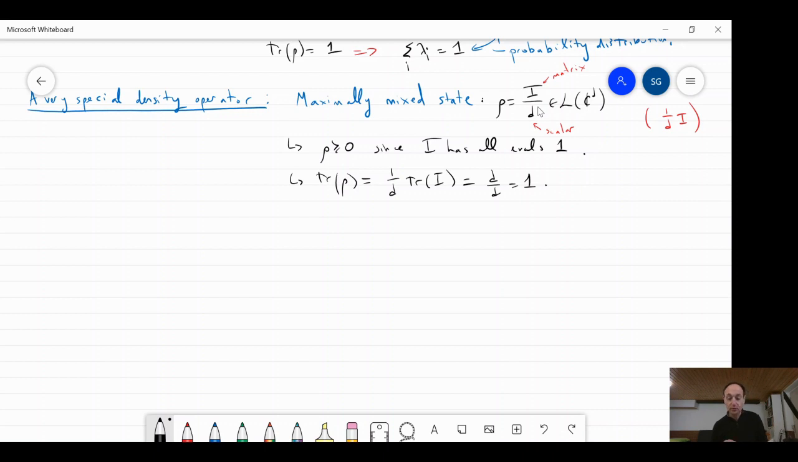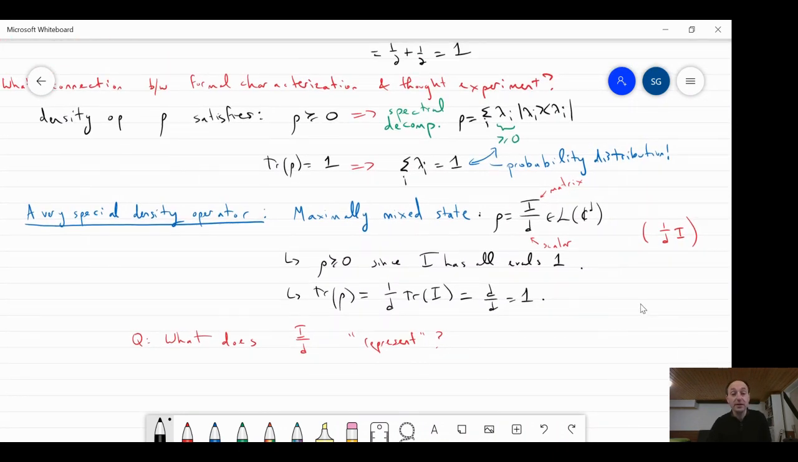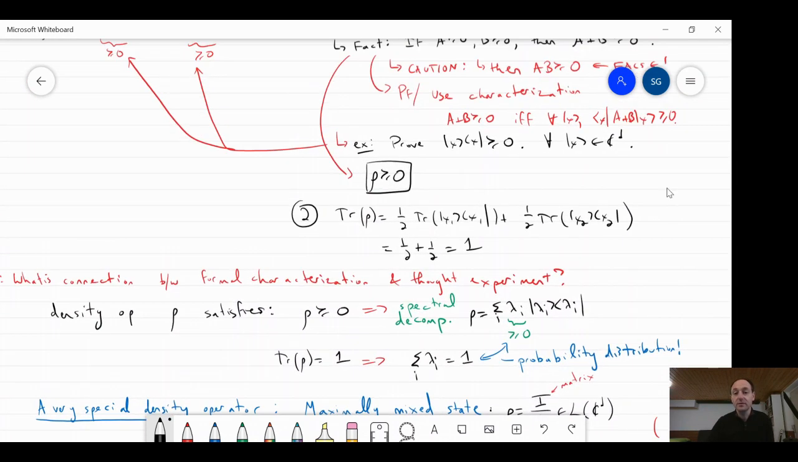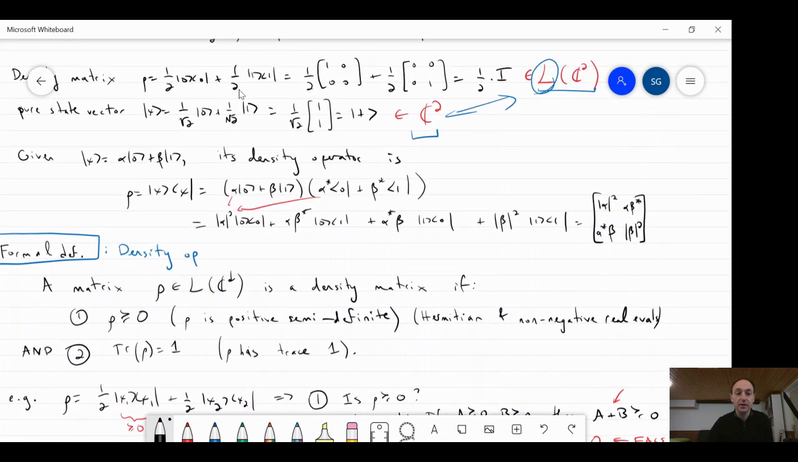Okay, now the question is, what in the world does this thing actually represent? So what is the meaning? What does identity over D represent? To get intuition, let's go back, always. Whenever you're learning something for the first time, you try the concept on an example that you already understand well. So let's go back to the coin flip, right? For the coin flip, we said that we can model a coin flip by a half 0 plus a half 1, and the density operator turned out to be identity over 2. So what should that mean?